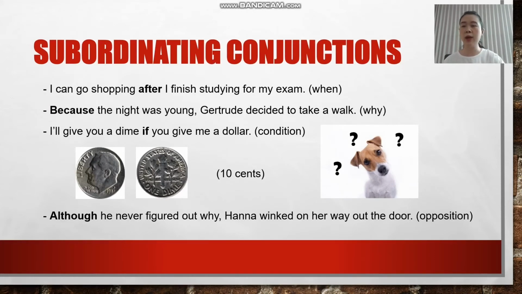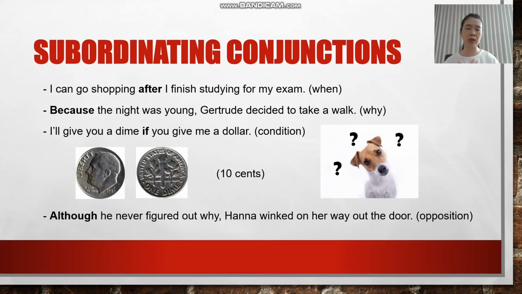The first one: I can go shopping after I finish studying for my exam. This is to join two clauses together. The first part, I can go shopping, is an independent clause. How do you know that? Because I can go shopping can stand alone. So don't forget this.